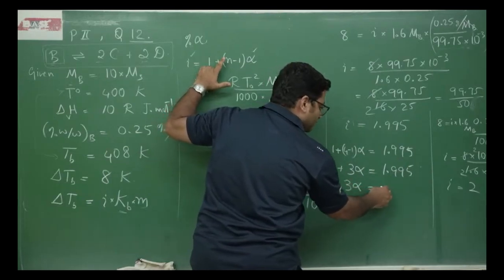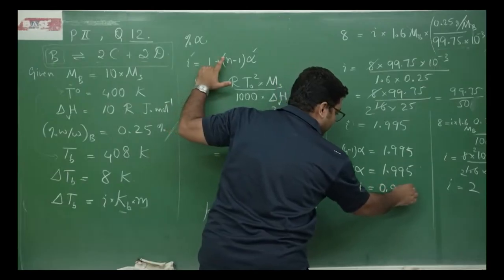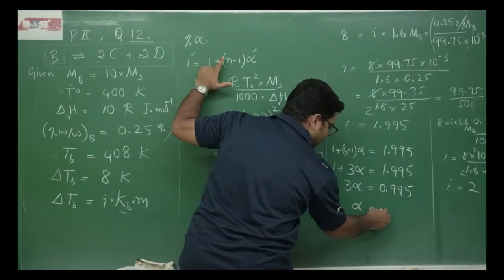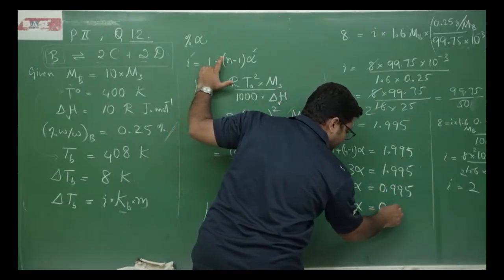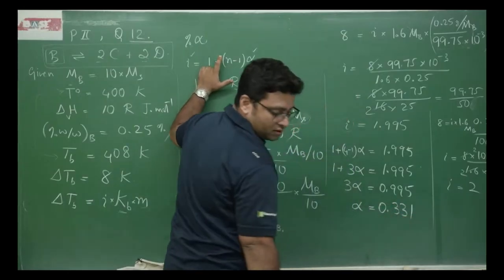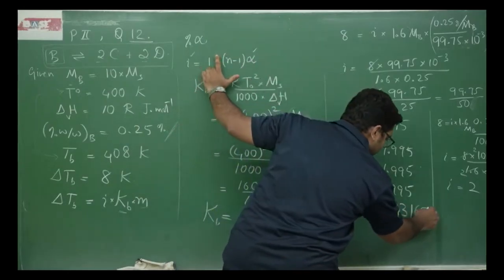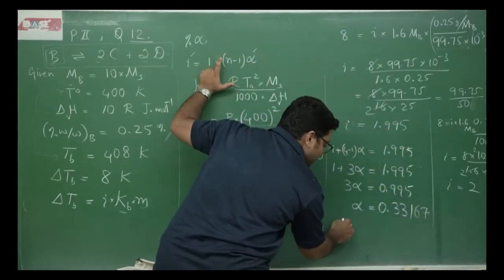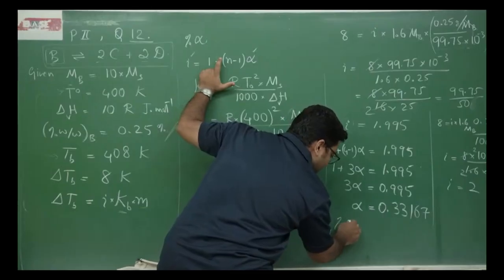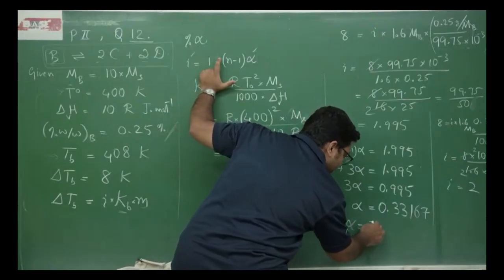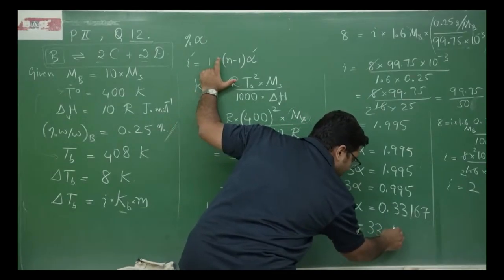3 alpha equals 0.995. So alpha on calculation, you get it as 0.33167. Okay, and in percentage, rounding up to 2 decimal places, it becomes 33.17.